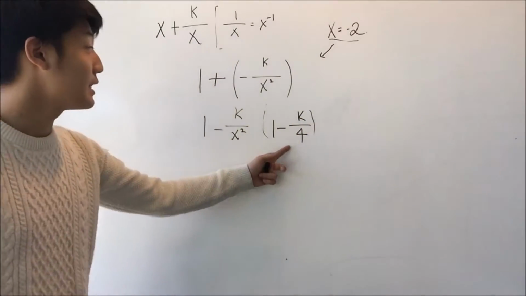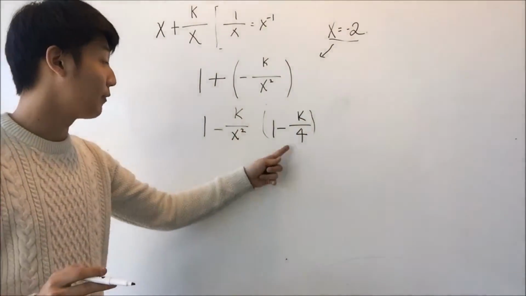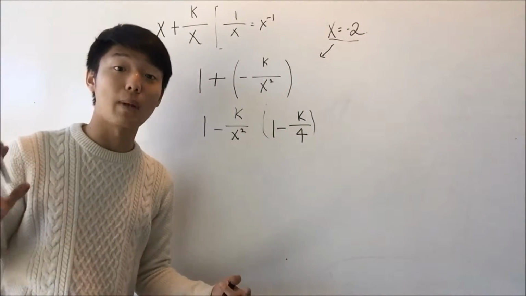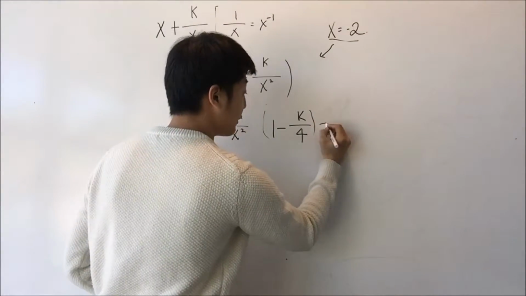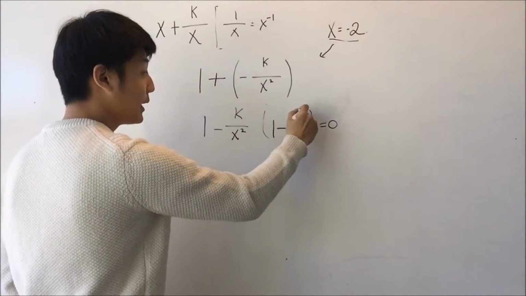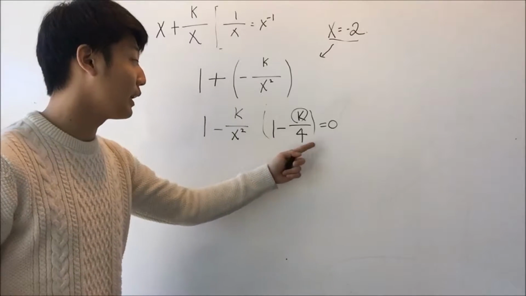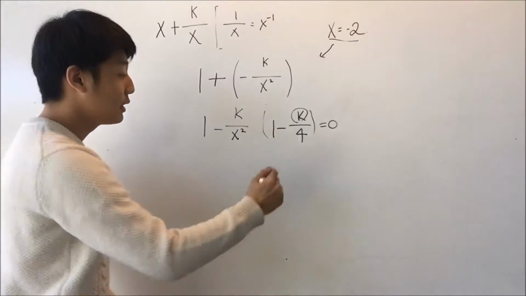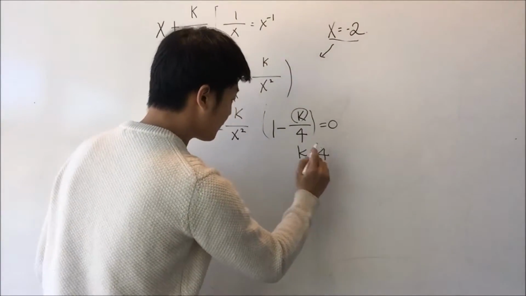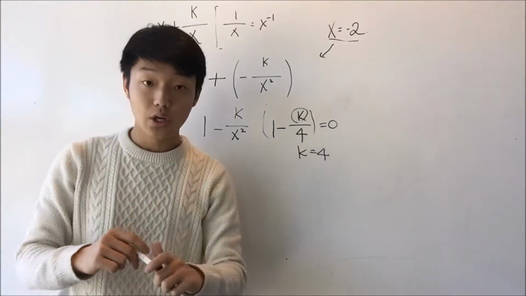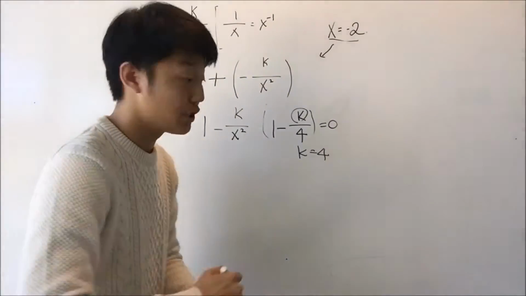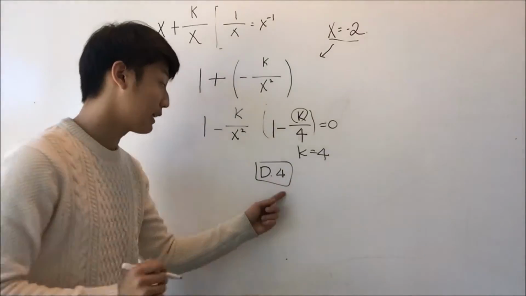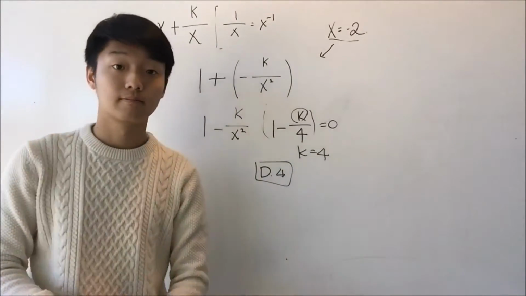Now, what do we have to do? This is our function for y prime. And because we're solving for the relative maximum, we have to make it equal to 0. So then what will k be? What is 1 minus something equals 0? It will be 1. So how do we make this fraction 1? We can just put k equal to 4. So the answer for this is 4, and choice D will be the correct answer.